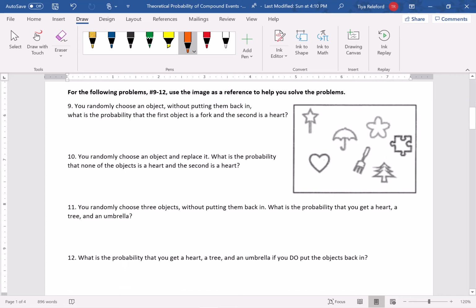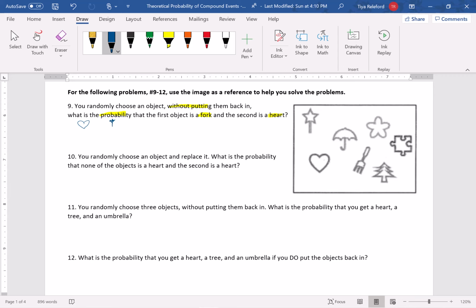So it says, for the following problems, use the image as reference to help you solve the problems. So we have this weird image over here. It says you randomly choose an object without putting them back in. This is important. What is the probability that the first object is a fork and the second is a heart? So you have 2 things going on. You have to label it like this. You have a heart and you have a fork.